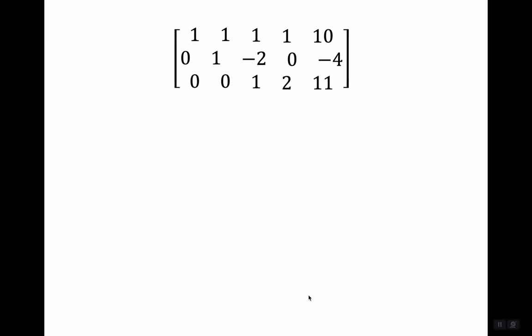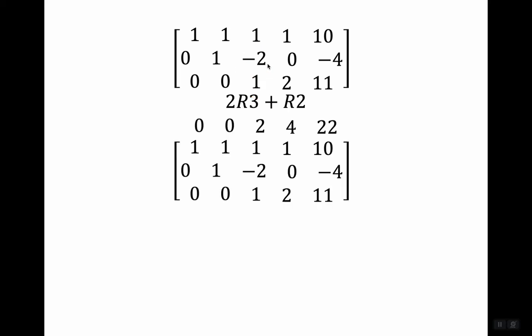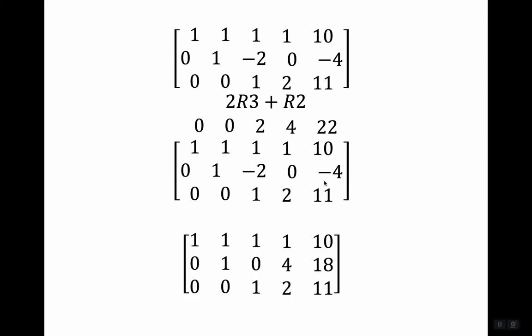We're not done yet, though. We really want it to be in reduced row echelon form. So let's use this one to kill off the entries above it. We're going to use it to kill off that 2. So multiply row 3 by 2 and add it to row 2. This is row 3 multiplied by 2: 0, 0, 2, 4, 22. Add that to row 2, and notice what we'll end up with. You can do the math: 0 plus 0, 0 plus 1, 2 plus -2, 4 plus 0, 22 minus 4. Row 2 will then look like this: 0, 1, 0, 4, 18.